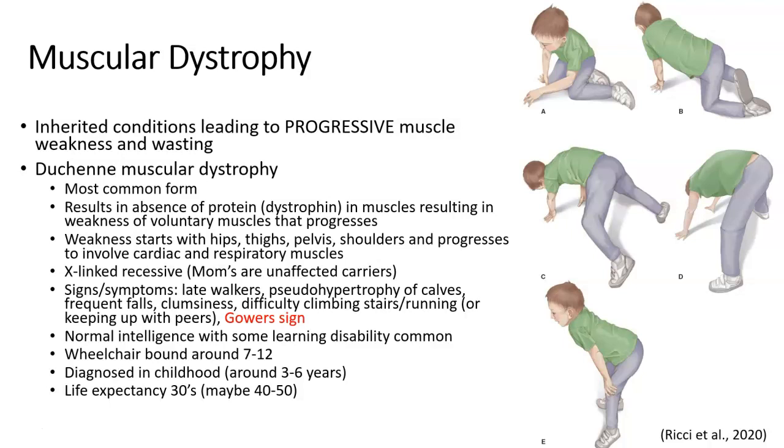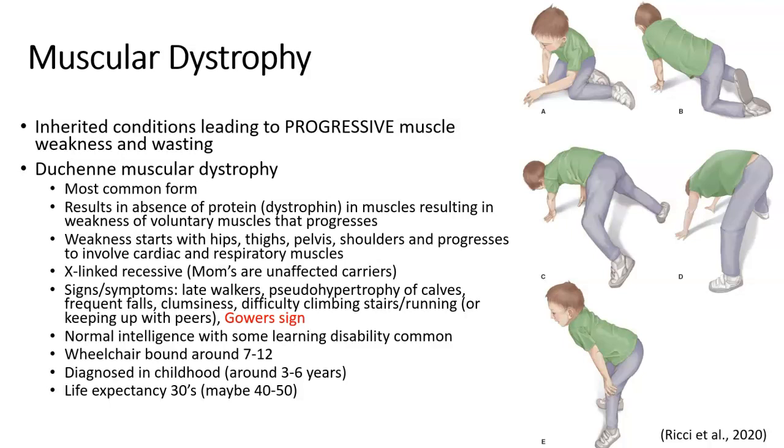Children with muscular dystrophy are often wheelchair-bound around 7 to 12 years of age as their condition continues to progress. Muscular dystrophy is normally diagnosed in childhood around 3 to 6 years of age, so the child might have very normal movement, relatively normal achievement of their developmental milestones as an infant and toddler, and then they reach preschool age and we realize they can't keep up with their peers and they're starting to show some signs of weakness.